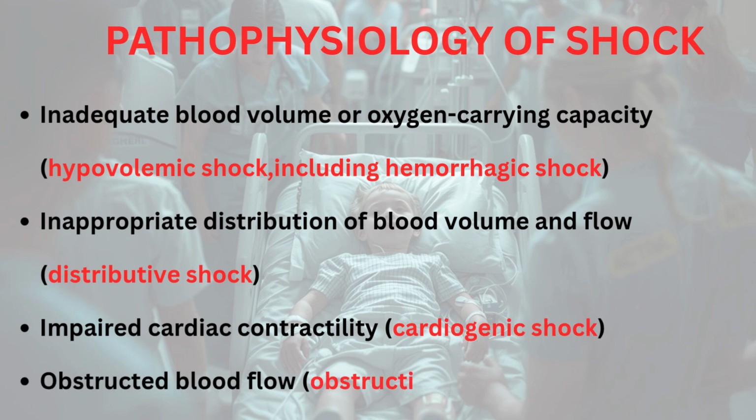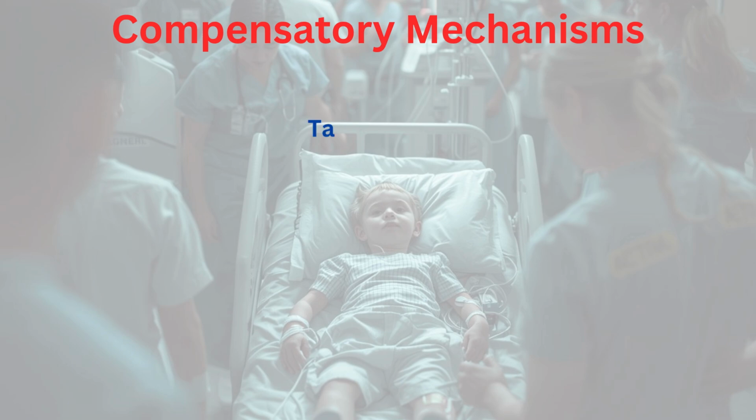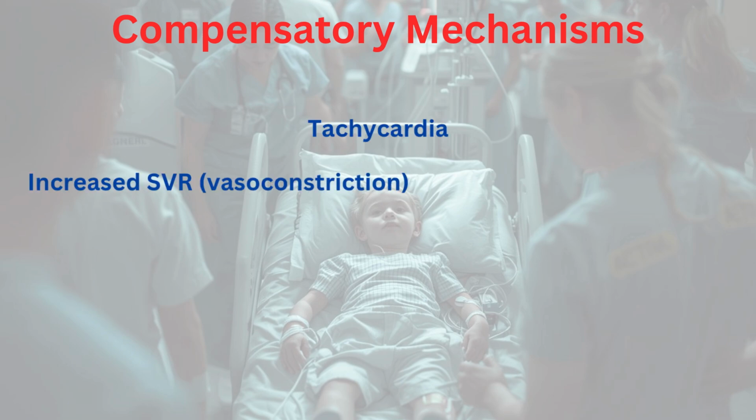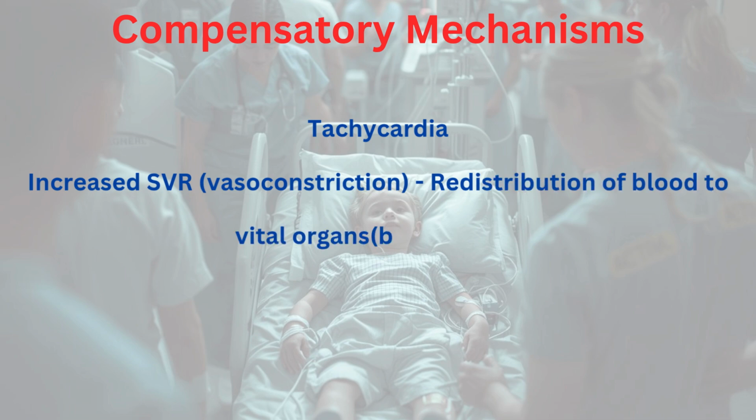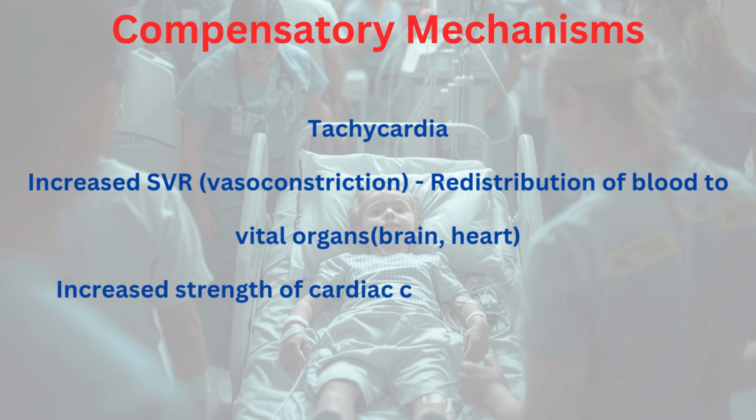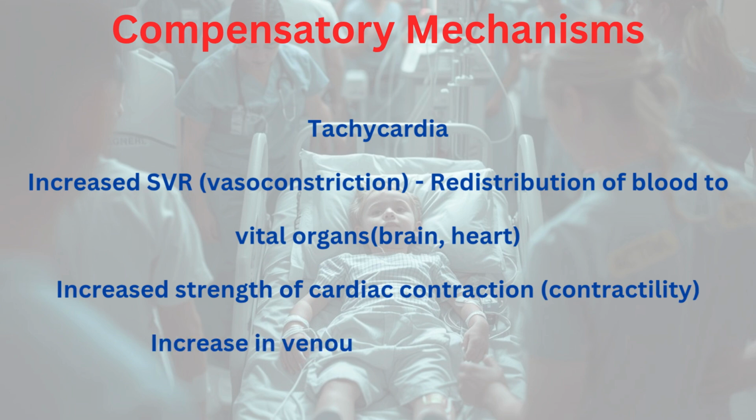Initially, when the perfusion drops, the compensatory mechanisms kick in. To fix cardiac output, the heart rate spikes. Tachycardia is often your very first warning sign. To maintain blood pressure, the body increases systemic vascular resistance. It shunts blood away from the skin and intestines, thereby protecting the brain and heart. There is also an increase in cardiac contractility and increased venous tone.